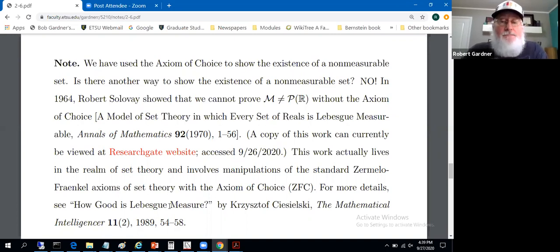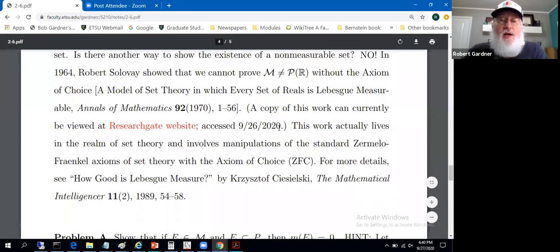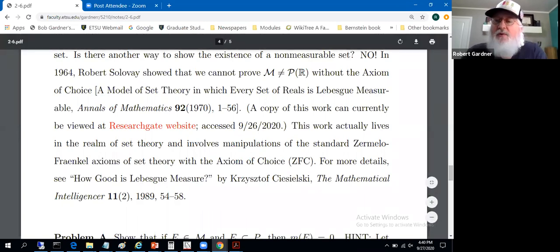There's a more readable paper out there. I found a copy of this one. Good luck reading it. It's on ResearchGate, so this may not always be out there, but it's out there now. Another reference is How Good is Lebesgue Measure from the Mathematical Intelligencer. It's only 5 pages long. If it's in the Math Intelligencer, it's going to be a fairly readable paper as well. But I couldn't find an online copy of that, or I would have put a link in here for that.